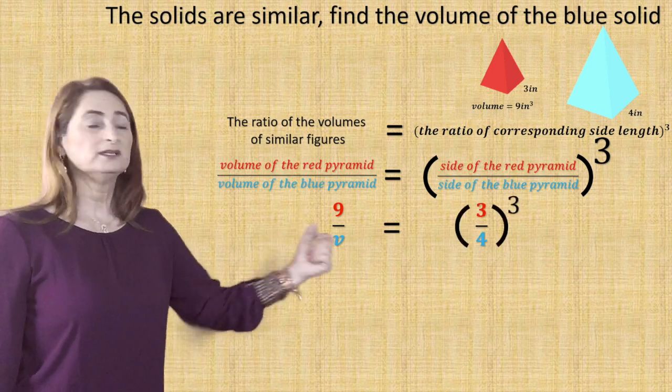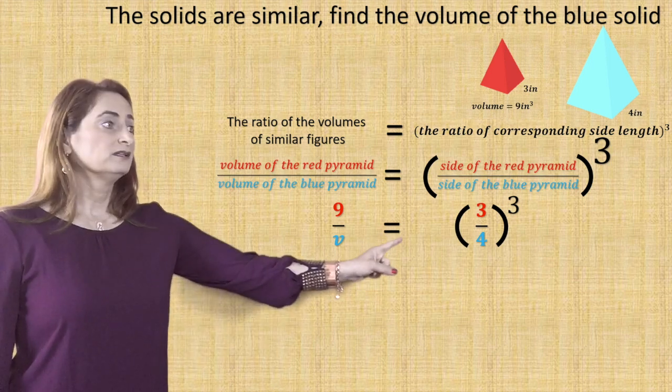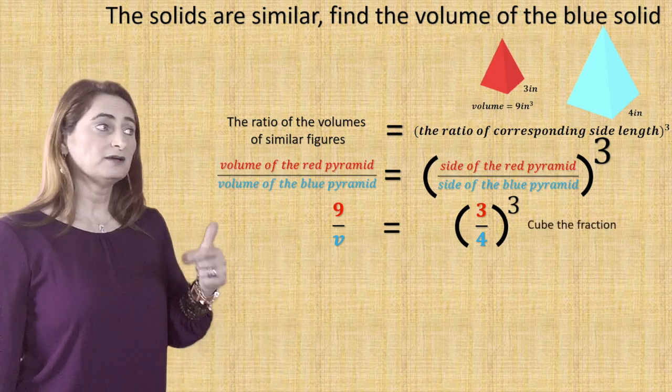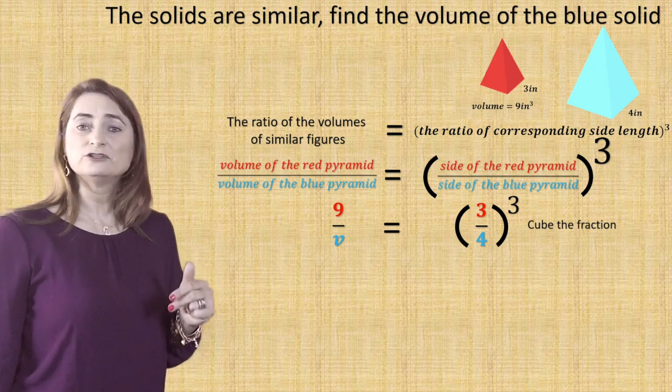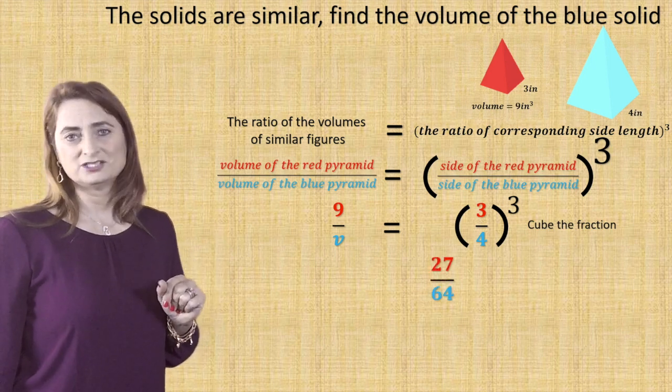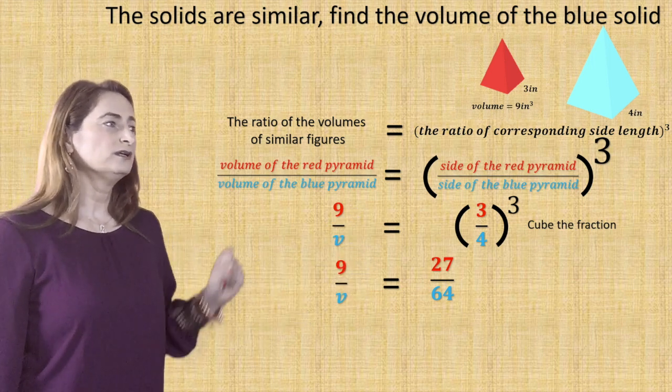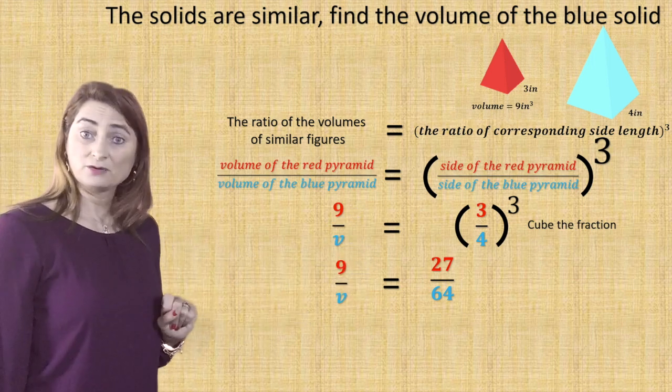But make sure it's cubed. Now cube the fraction, which is the ratio of the side lengths. 3 times 3 times 3 is 27, and 4 times 4 times 4 is 64. So you end up with 27 over 64. Bring the 9 over V down.